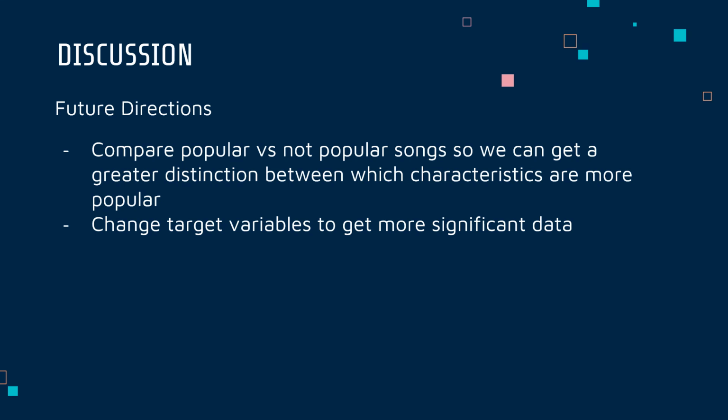As for future directions, rather than comparing popular songs, further comparison should be between popular and unpopular songs, so we can better discern what the actual popular song characteristics are. And we would also change the target variable to get more significant and easily interpretable data.